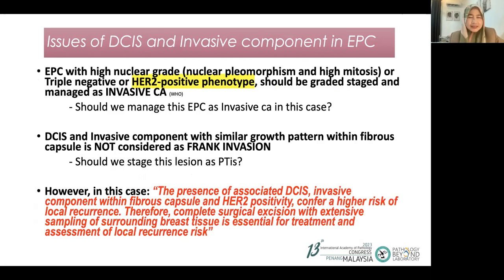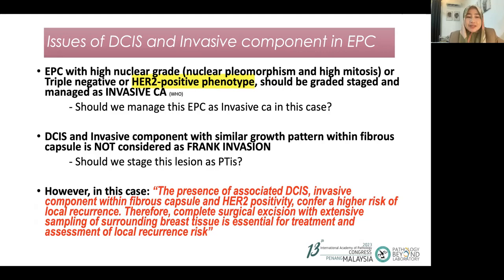The issues related to DCIS and the invasive component in EPC: EPC with high nuclear grade or nuclear pleomorphism and hyperchromasia, or triple negative or HER2 positive phenotype, should be graded, staged, and managed as invasive carcinoma. This is stated in our recent WHO breast pathology classification. Then, should we manage this EPC in our case as invasive cancer?